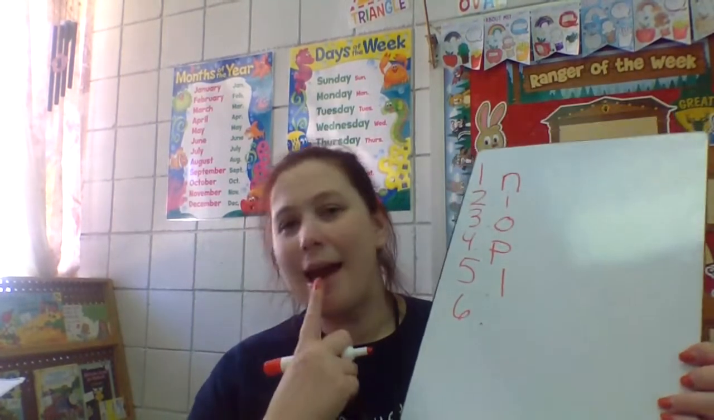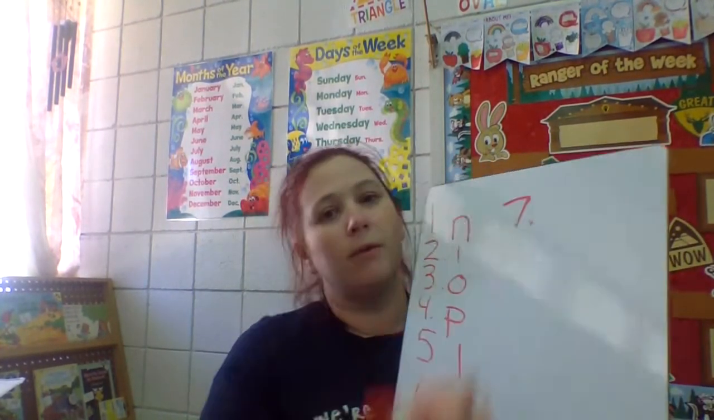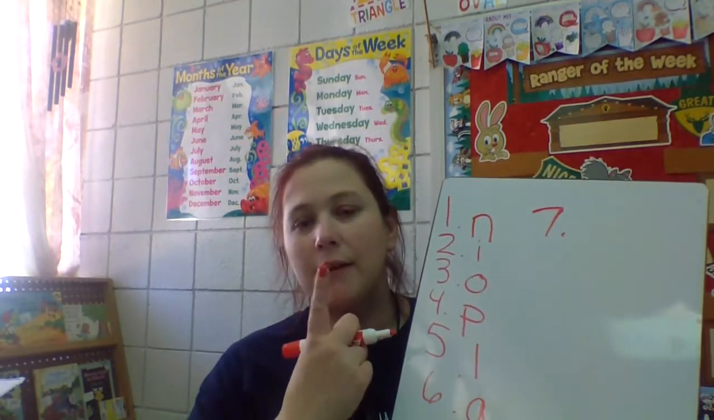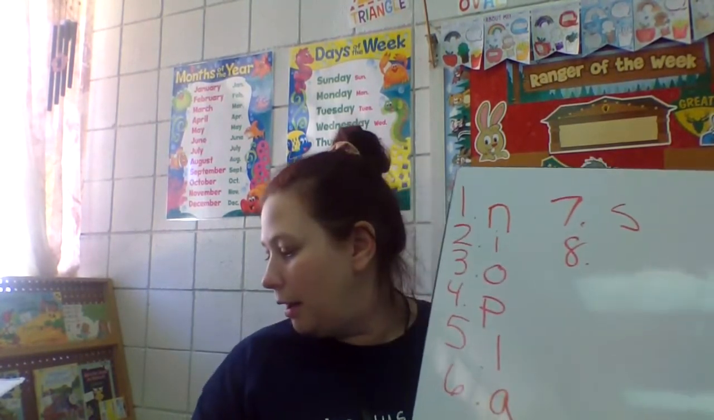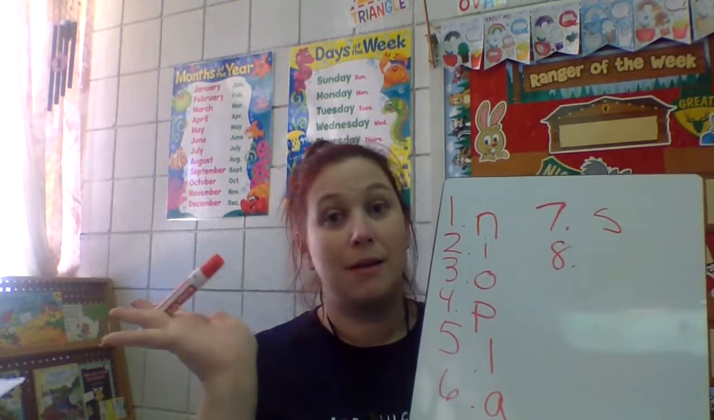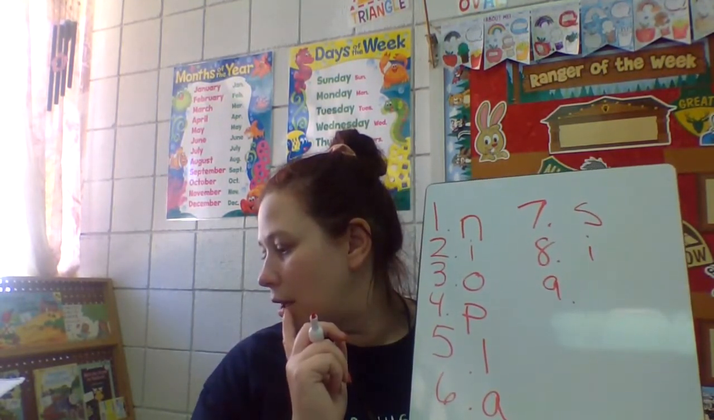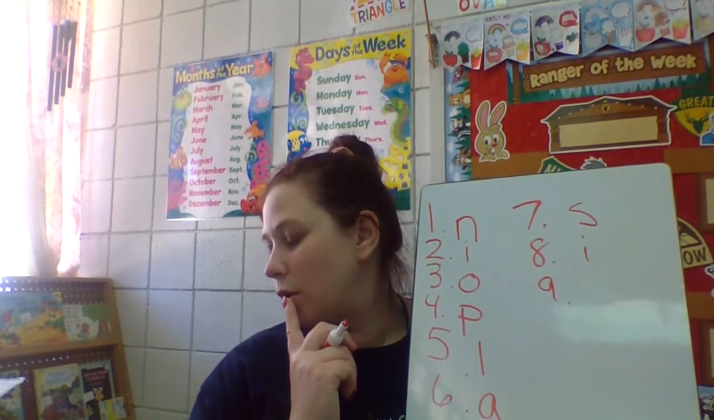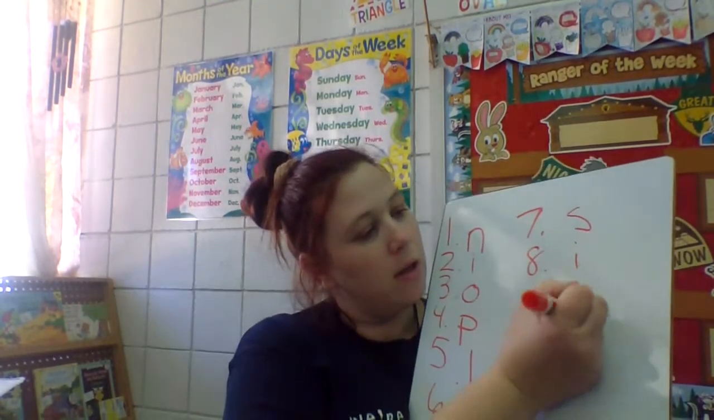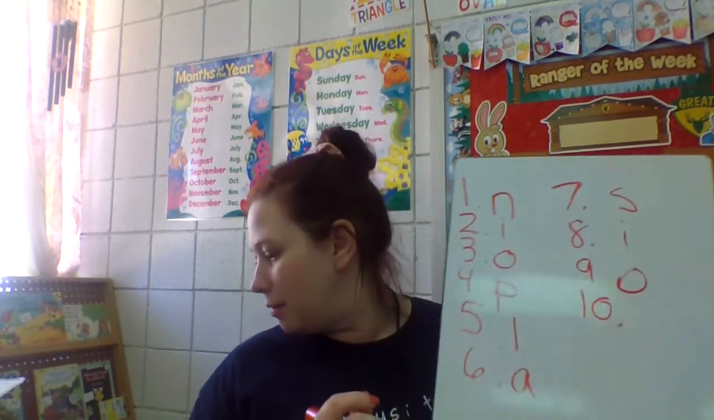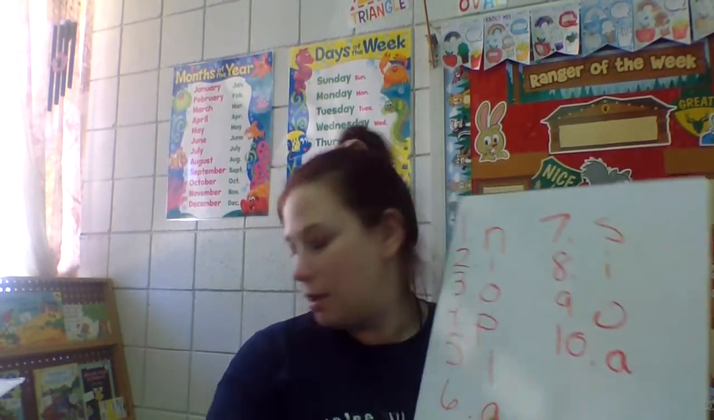Number 6, we have A, and write it down. Coming up here, we have number 7 is S. We have S. Number 8, I, and write down I. Number 9, O, and O. Number 10, we have A, and write it down. All right.